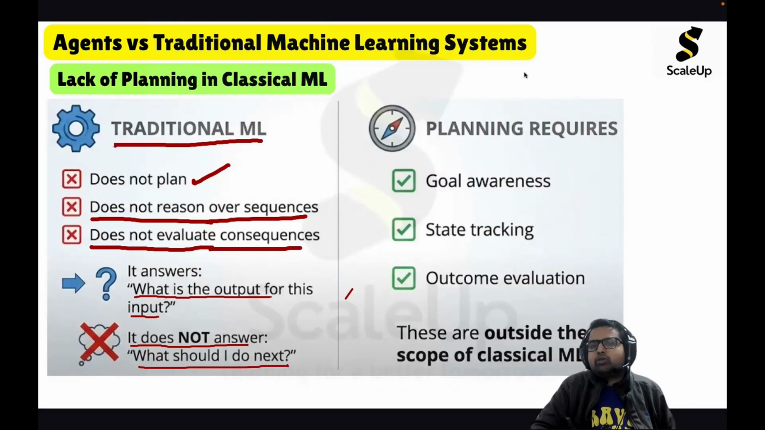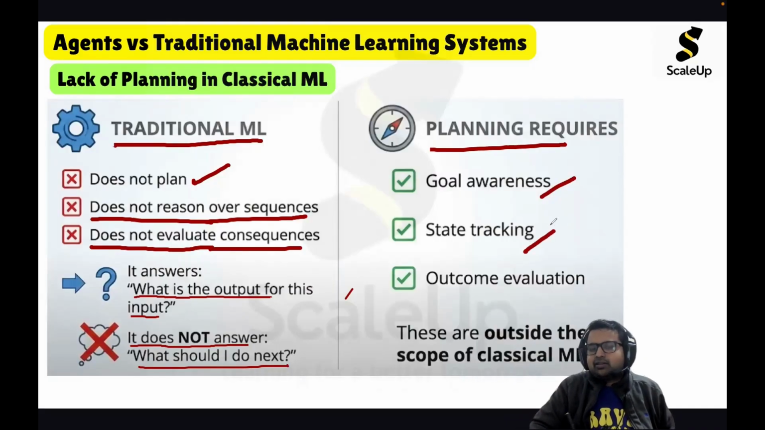So it's very clear that in traditional machine learning, there is a lack of planning, because planning requires goal awareness. And unfortunately, a traditional machine learning system does not have any specific goal. It has an objective of minimizing the loss, but it does not have any goal to achieve.